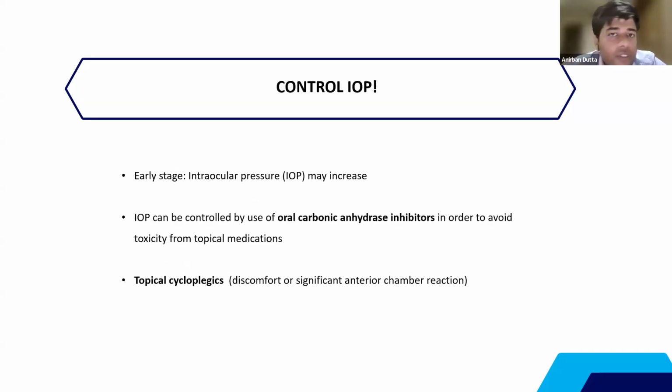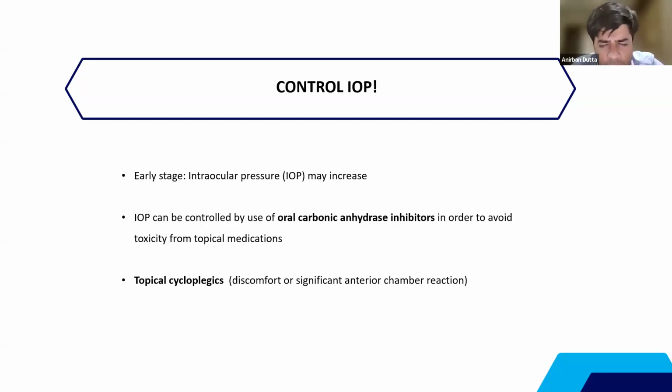And the most neglected thing I would feel in chemical injuries is controlling the IOP. We often miss this because we are so focused on the chemical injury itself. But chemical injuries will cause massive increases in intraocular pressure in some cases, which need to be controlled. And I prefer to use oral carbonic anhydrase inhibitors to avoid any toxicity from topical medications.